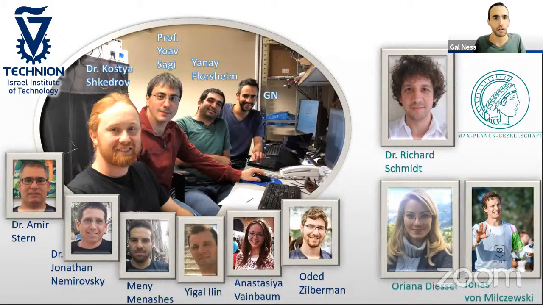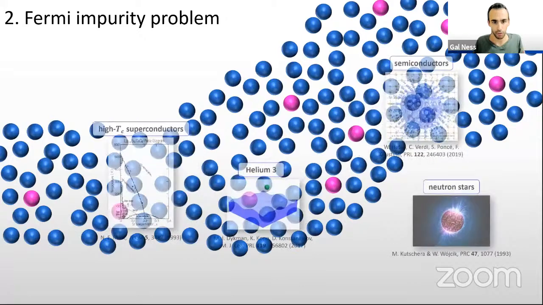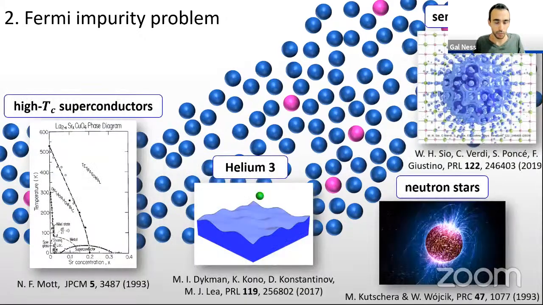So what are these polarons and why are they so interesting? In general, polarons are impurities that we find in highly imbalanced two-component systems. And we find them in plenty of physical systems: from, of course, cold atoms, but also semiconductors, high-temperature superconductors, fermionic helium, and even neutron stars. They offer us the simplest case study for strongly interacting matter. Let's see what we mean by that.